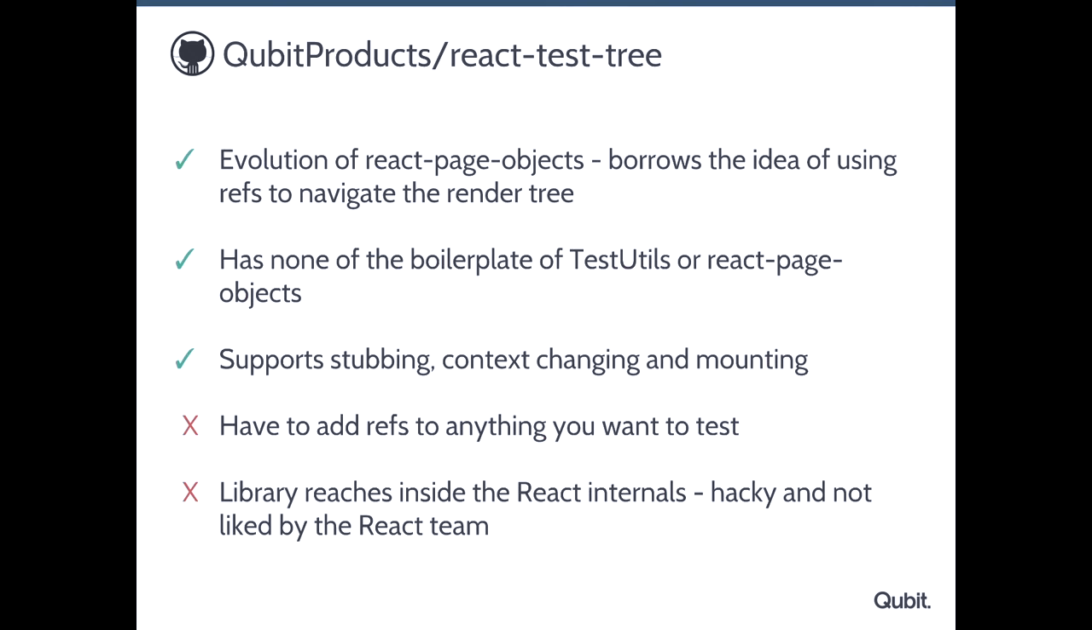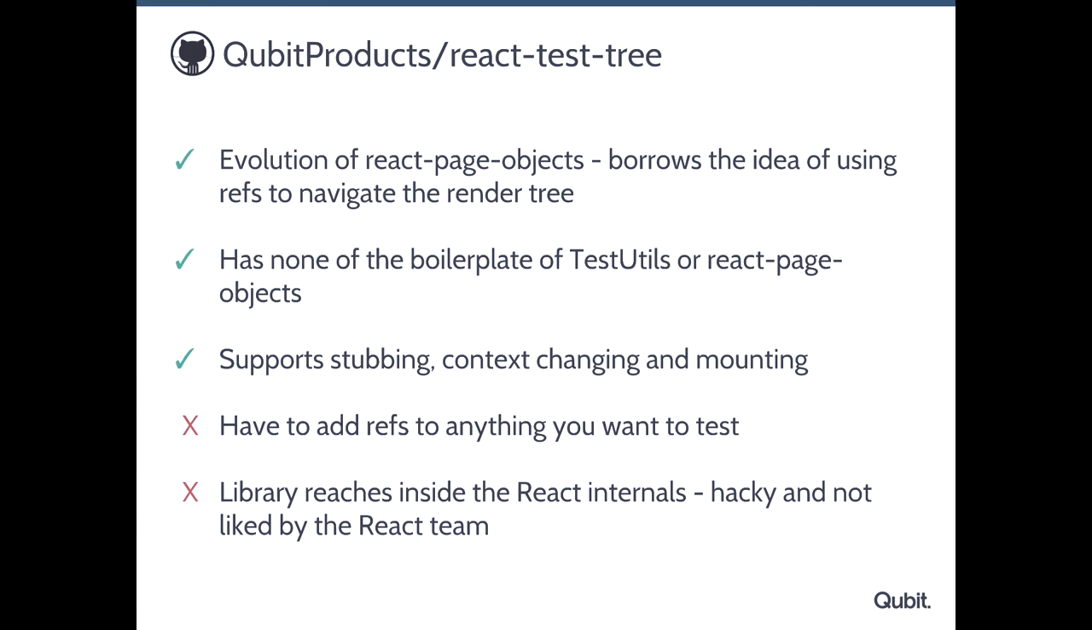But we recognized that using refs was actually a very nice way to test your components. You could pick out a component very deterministically. You could say, right, this component here, and you can perform assertions on it. So the next library we built was React Test Tree. And this library passes the whole render tree, picks out all the refs, and makes them available in a very simple API. It has none of the boilerplate, it has no page objects, nothing.